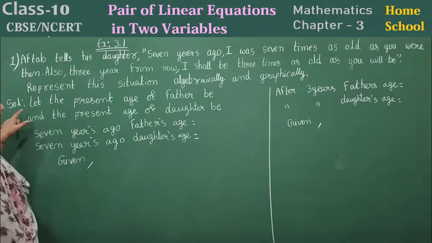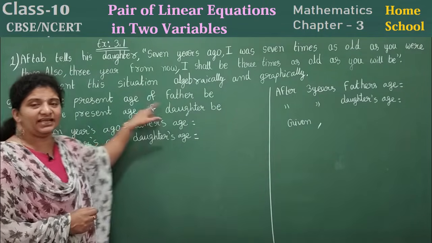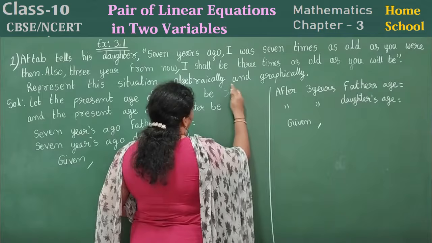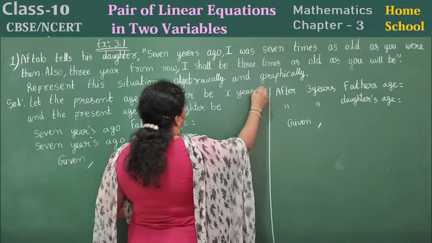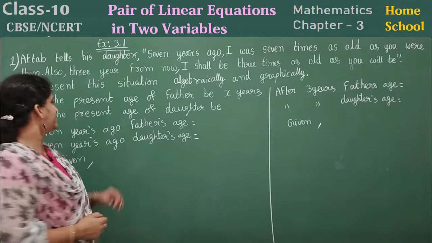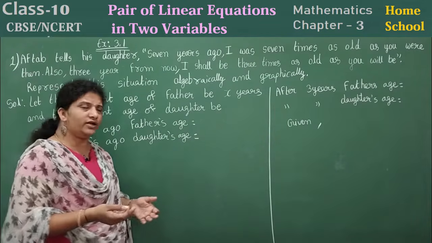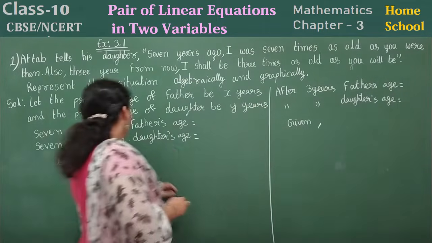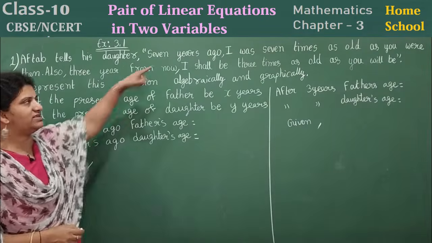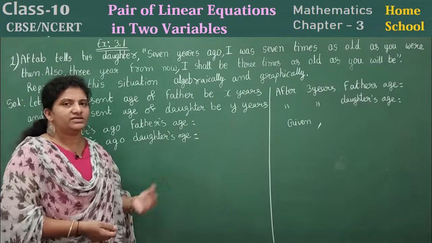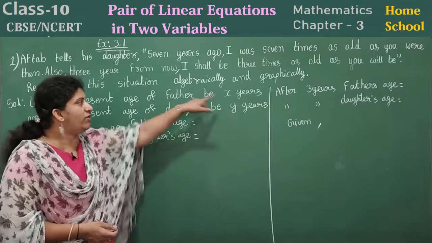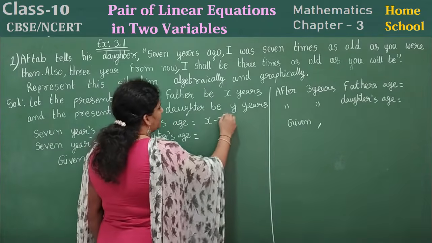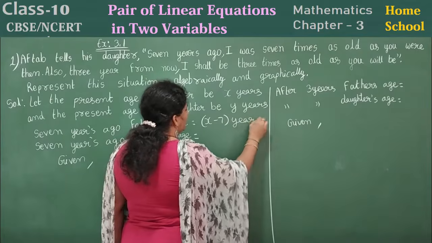Let's see the solution. Let the present age of the father be, what shall we assume? Your wish. Let me take X. Let the father's age be X years. Let the present age of the daughter be Y years. Okay. 7 years ago, the first statement deals with 7 years back. 7 years ago father's age, now he is X years, right? 7 years ago means you need to subtract, X minus 7 years.